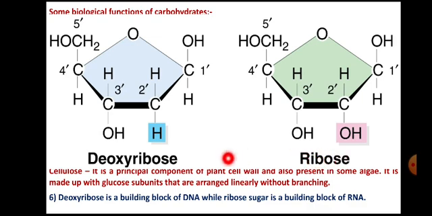Ribose sugar is a component of ribonucleic acid. Deoxyribose is a component of deoxyribonucleic acid, that is DNA. This is in case of RNA. So they are the building blocks of RNA and DNA.